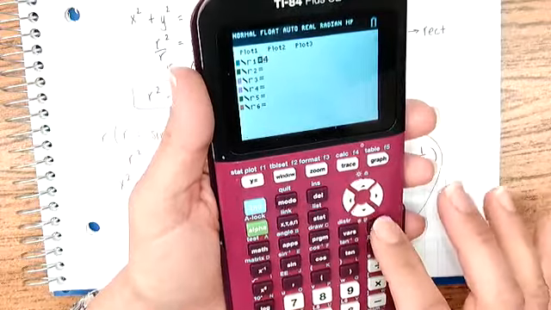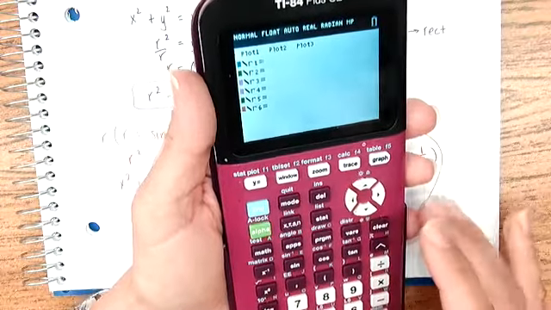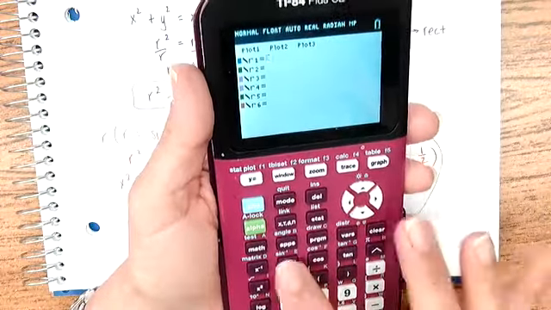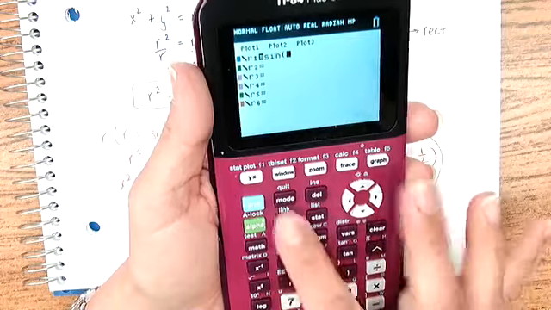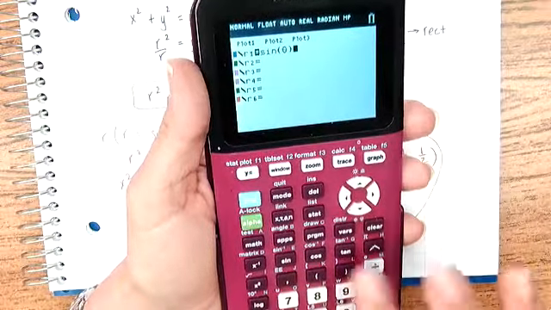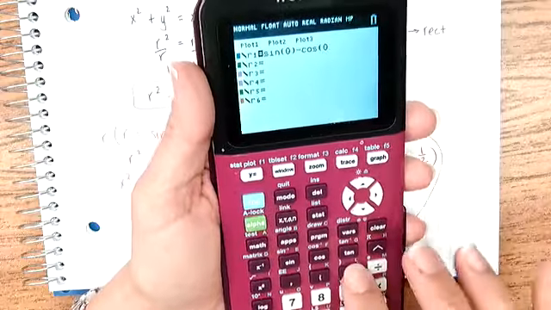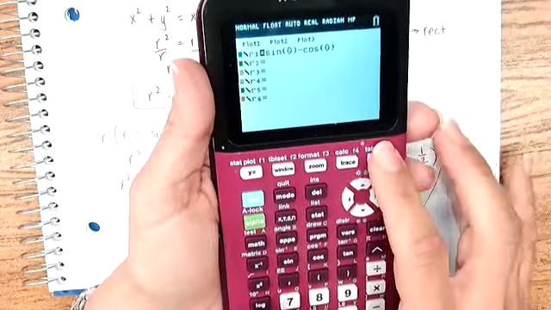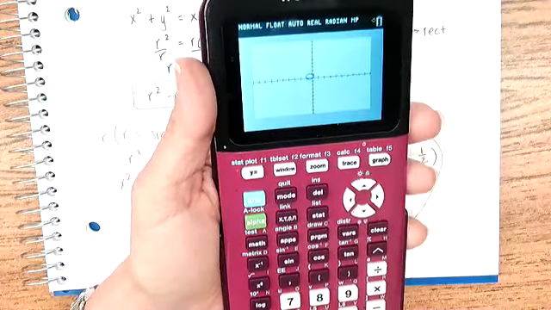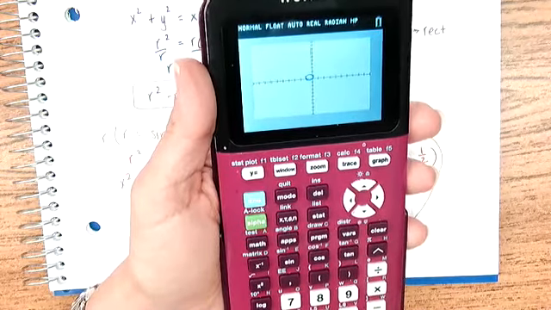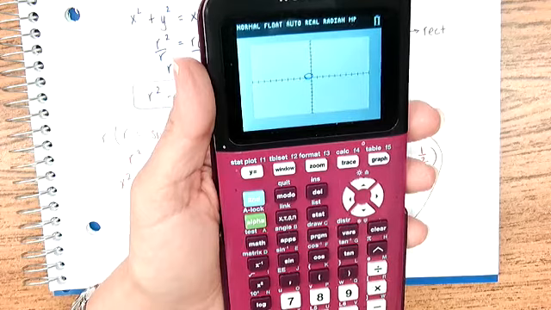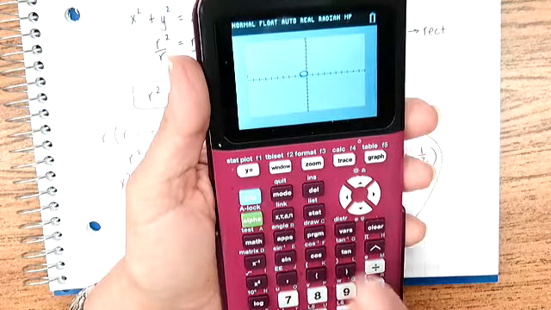It was R equals sine minus cosine. Make sure you're in radians. So sine theta, close your parentheses, minus cosine theta. Is that what it was? Yeah. Look how small that circle is. I'm going to change my window.